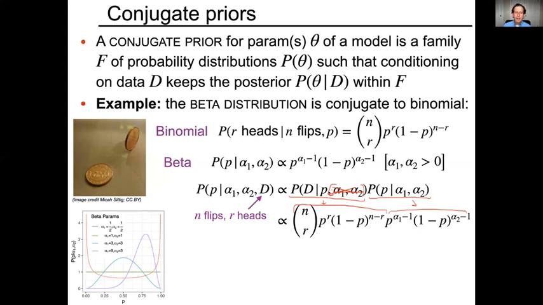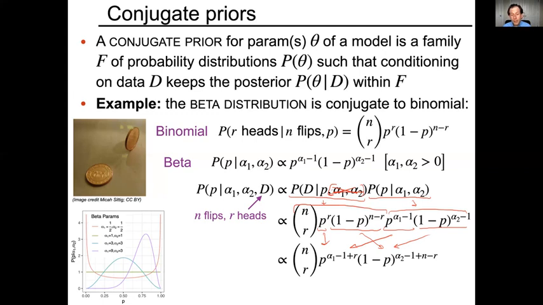Now, you'll notice here that the beta and the binomial distribution have a commonness of form. That is, they both have a p to the something times 1 minus p to the something component in them. And I'm going to use this. This is the crucial source of conjugacy. I'm going to use this to rewrite this expression by grouping terms. First, I'll take these two p to the something terms and group them together. Then I'll take these two 1 minus p to the something terms and group them together. And when I do that, I get p to the alpha 1 minus 1 plus r, and 1 minus p to the alpha 2 minus 1 plus n minus r.